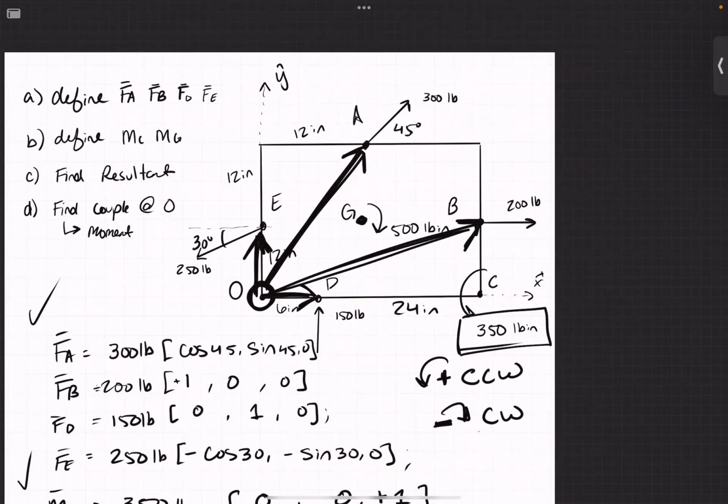The X component of RB with respect to O is 24. It's supposed to be a square, and I realized that I drew it as a triangle. So I guess this should kind of be like here. So it's 24 in the X direction, all the way.